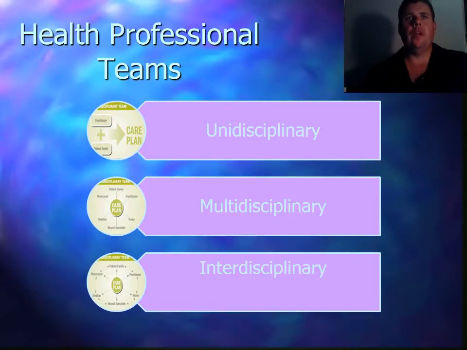Health professional teams. There are three main types of teams seen within the healthcare setting: the unidisciplinary, multidisciplinary, and interdisciplinary teams.